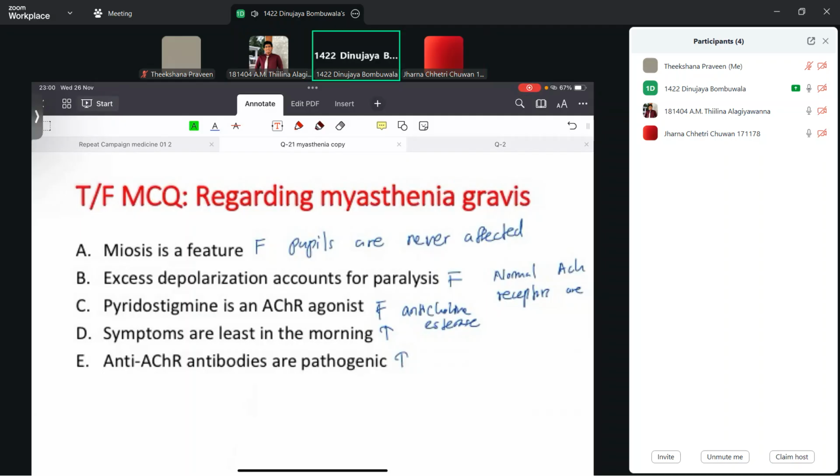Pyridostigmine is an acetylcholinesterase inhibitor. It inhibits acetylcholinesterase, so it increases acetylcholine levels. So it acts as an indirect acetylcholine receptor agonist, indirect, but not a direct one.